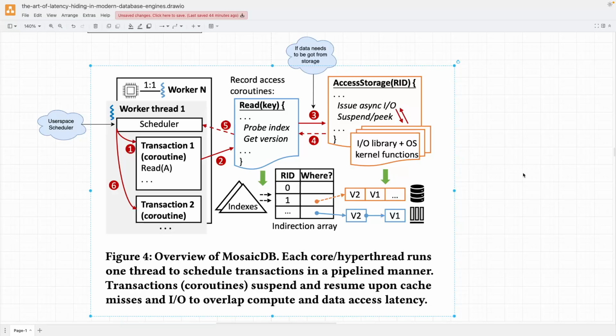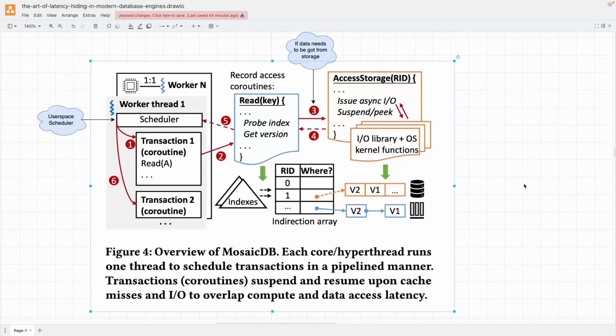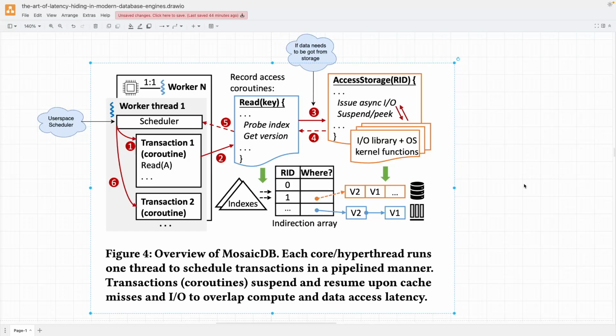And again, I'll just pause here for a few seconds if there are any questions about this. And yeah, as mentioned earlier, this image is again from the paper, and this is used a couple of times in the paper to describe different pathways that can happen and how MosaicDB hides the latencies in each pathway.